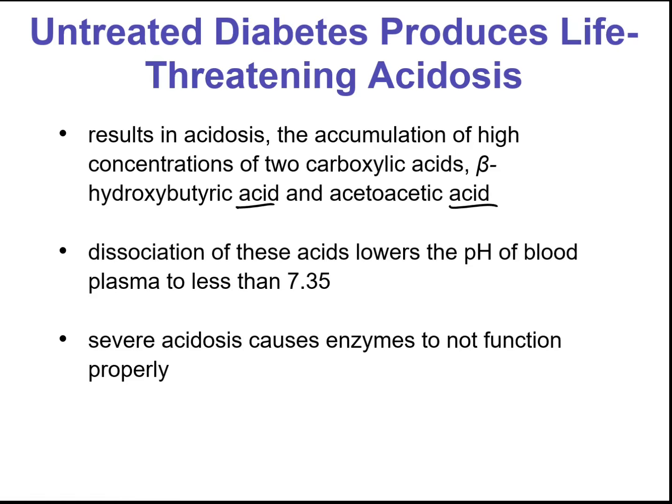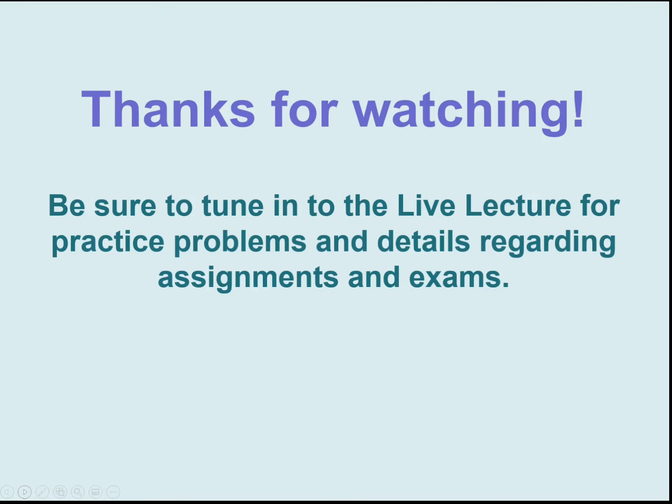Acid and more acid. So you're increasing the amount of acid that's in your blood, which results in a decrease in the pH. Remember, buffering systems are not perfect. They can buffer against small changes, but big changes are a big problem. That results in acidosis. And if it's not caught in time, then your enzymes are not able to function properly. And it is life-threatening.